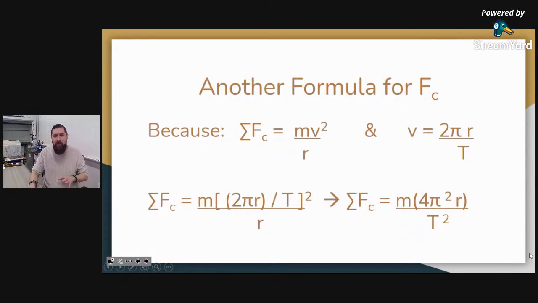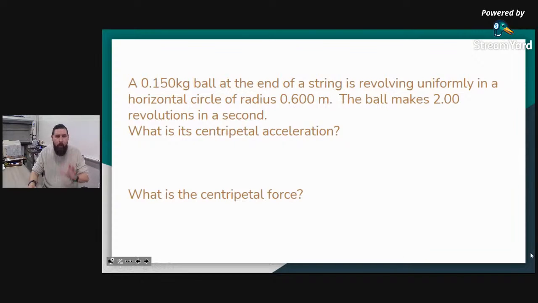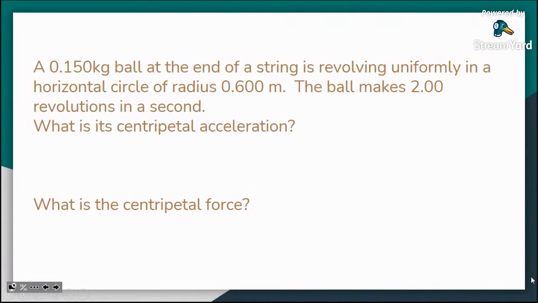So with those equations in our arsenal now, we're going to go on and take a look at how to work some of these problems. So the first problem here: a 0.150 kilogram ball at the end of a string is revolving uniformly, and that key term uniformly means uniform circular motion, in a horizontal circle of 0.6 meters. The ball makes 2 revolutions in a second.